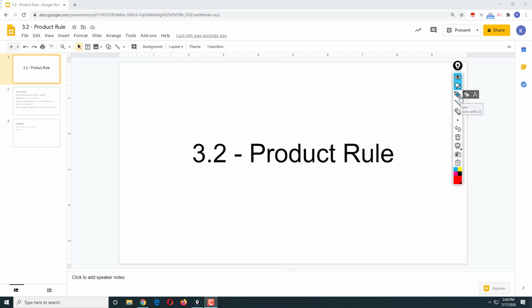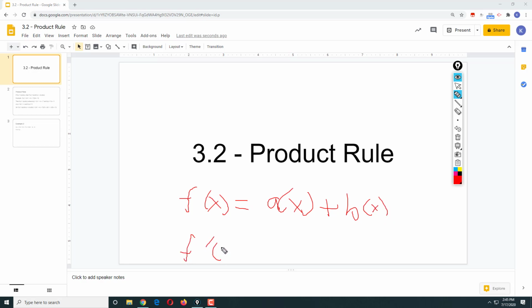In our last video, we saw that if our function is just the sum of two other functions, so if f of x is a of x plus b of x, then the derivative is just the sum of the derivatives. So f prime of x is just a prime of x plus b prime of x. Same with subtraction. However, with multiplication, that's actually not going to work.